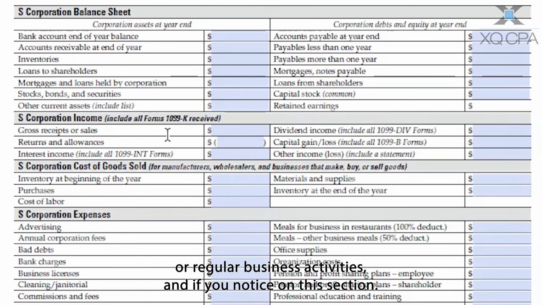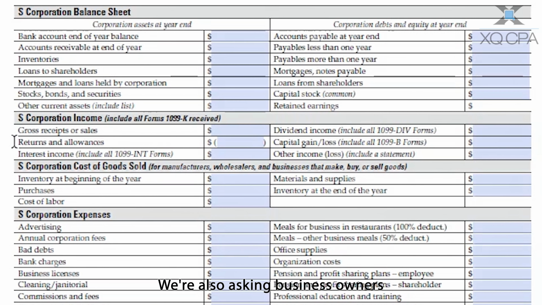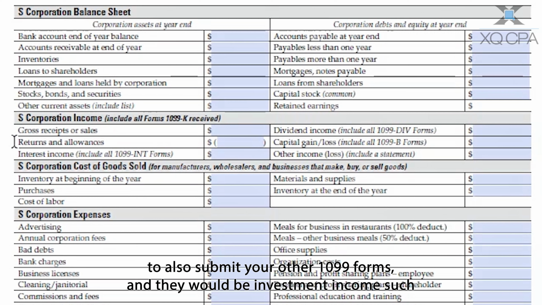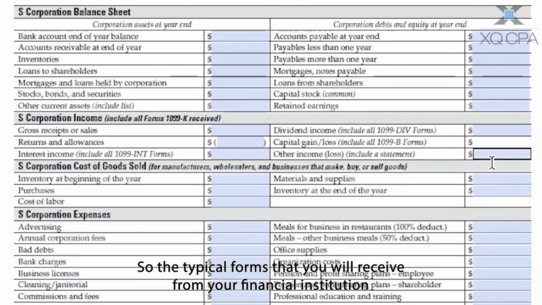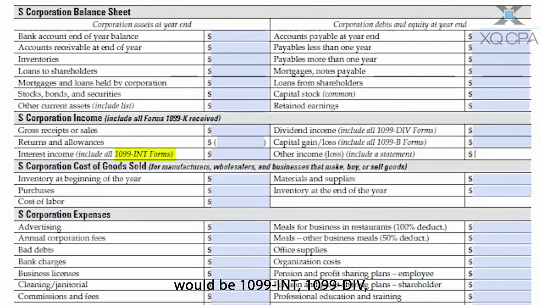And if you notice on this section, we're also asking business owners to also submit your other 1099 forms, and they would be investment income such as interest income, dividend income, any capital gain or losses that you may have. So the typical forms that you will receive from your financial institution would be 1099-INT, 1099-DIV, and 1099-B.